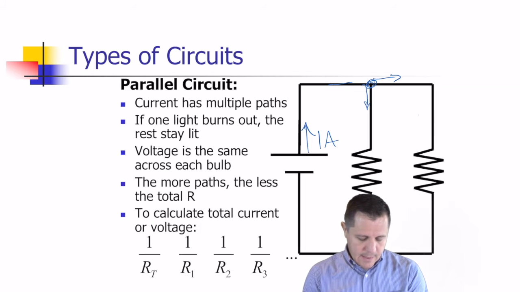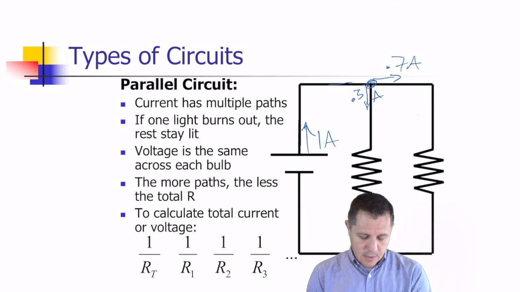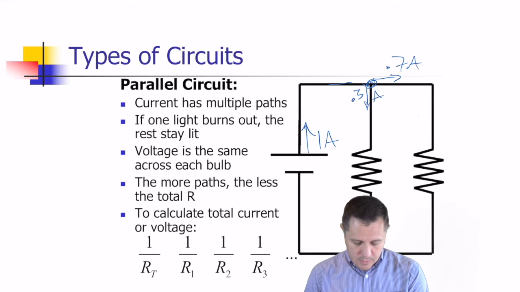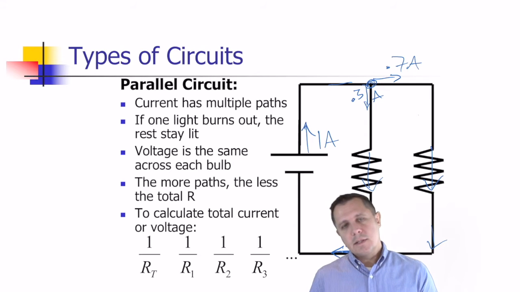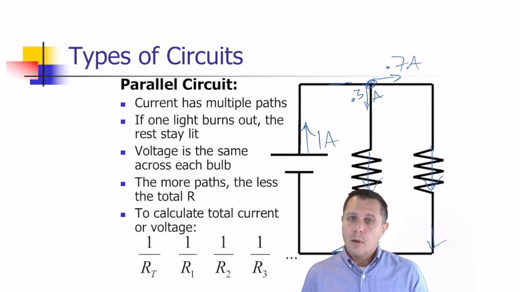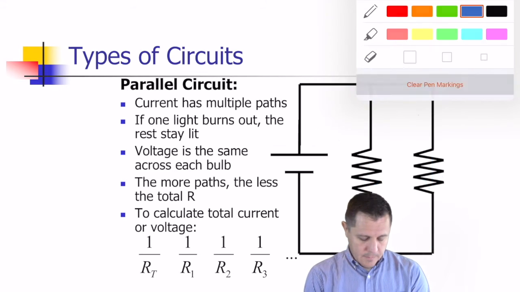So let's just say 0.3 amps went through this branch. Well, then the other one should have 0.7 amps, because when they meet back up, you'd have the 0.3 going through here and the 0.7 going through there. When they meet back up again over here, they need to add back up to the total current, which we know is 1 amp. And 0.3 plus 0.7 adds up to 1 again. Now, I made up those numbers, but they did have to add up properly. Okay, so there we go.